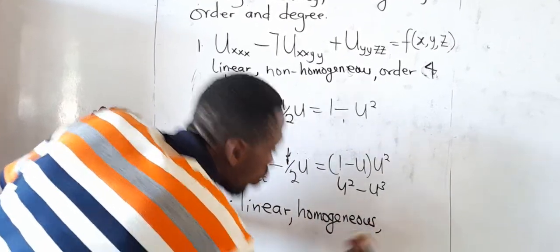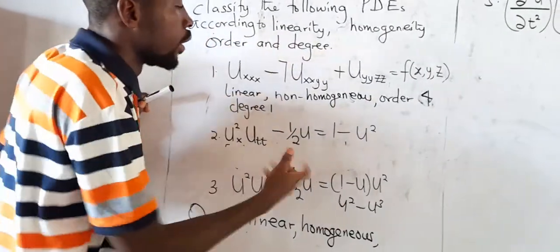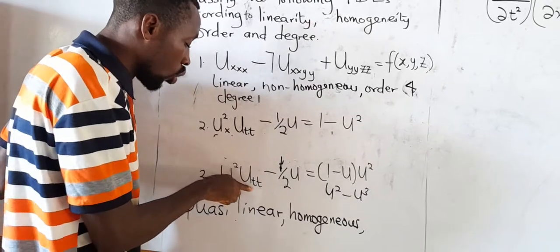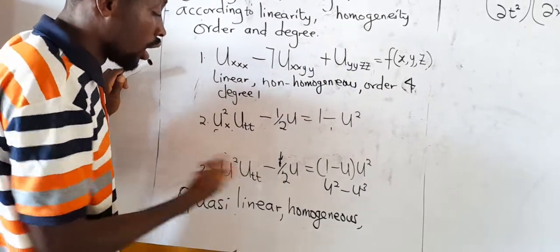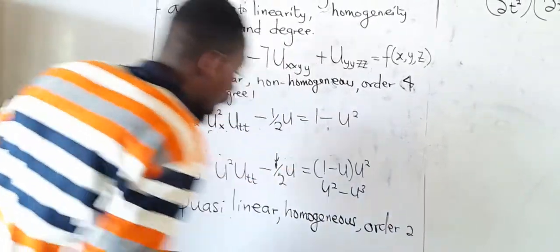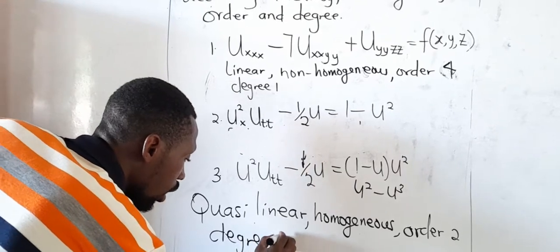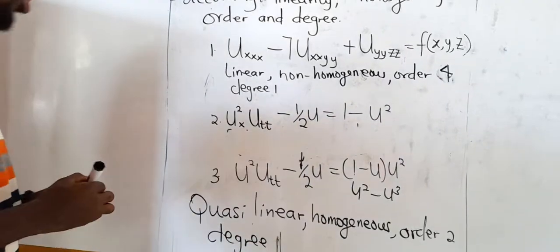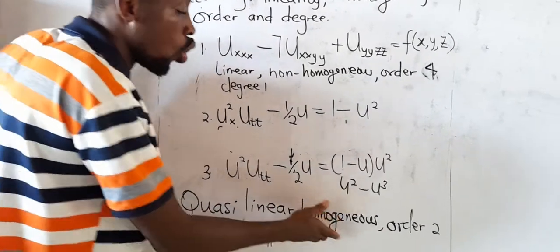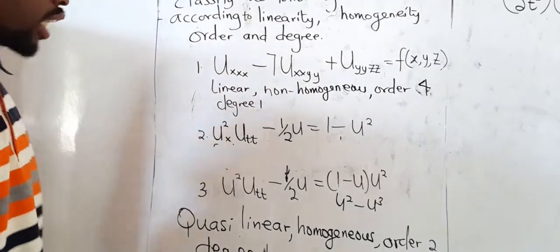It is homogeneous. Now let's check the order. The highest order partial derivative here is of order 2. And what is its degree? The degree is 1. So we said this partial differential equation is quasi-linear, homogeneous, order 2, degree 1. I hope you get that.